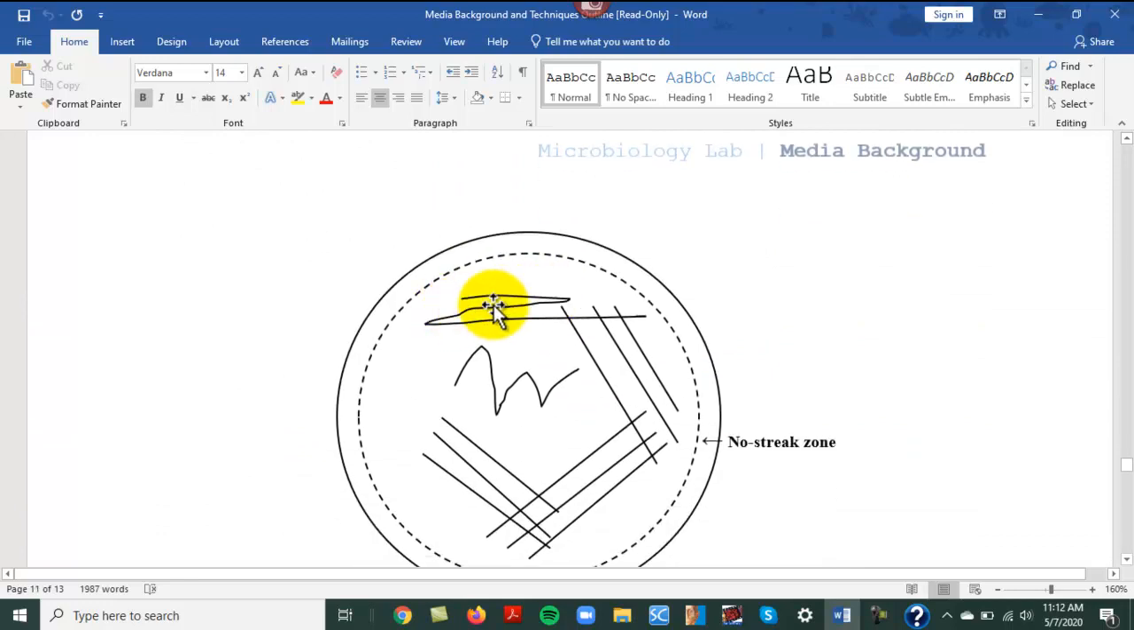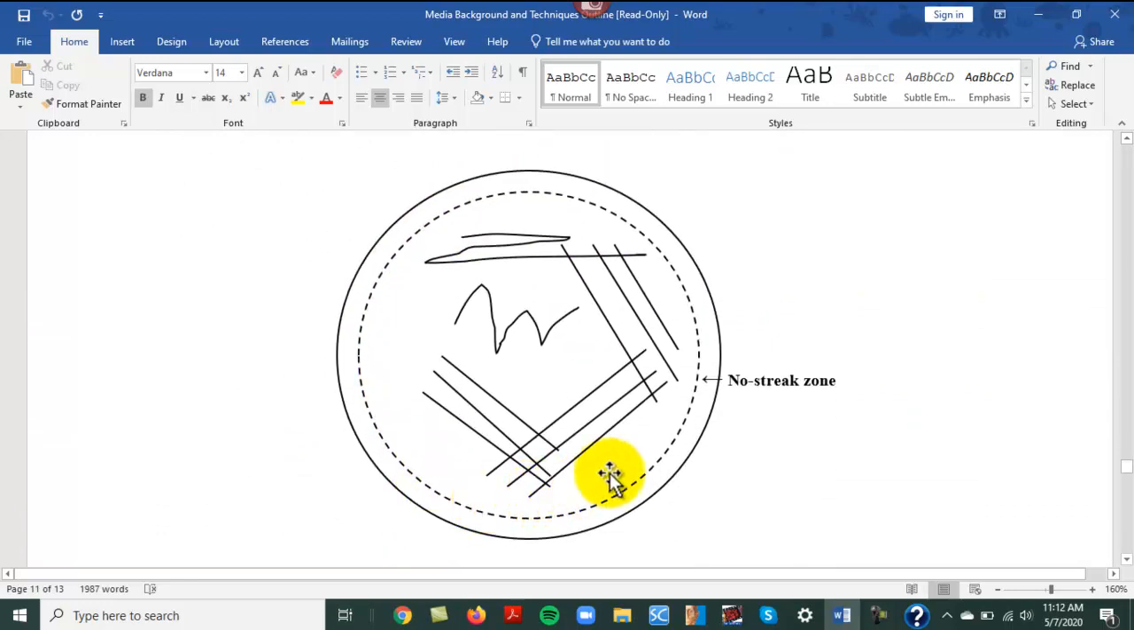You're going to have like a no streak zone. You try not to touch the sides of the plate. And so you're going to do this on top of the agar. You would sterilize your loop. You would then get some culture from a tube, and you would do the aseptic technique. You would heat the barrel, put your loop in, get some culture on it, and a lot of people will actually number these on the back of the plate so you'll know which order you're going in. You can put a 1, a 2, a 3, a 4, and a 5 right here.